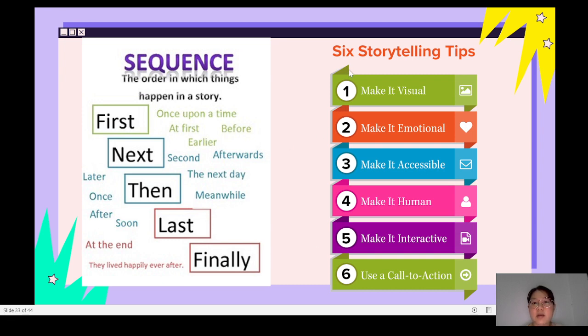And here there are six storytelling tips that I want to show you. You should collect one to two of them to make your story more appealing. The first one is make it visual. The second is make it emotional. The third is make it accessible. The fourth is make it human. The fifth is make it interactive. And the sixth is use a call to action. Please write down this method in your notebook so that you can revise it in the future when you need to practice.